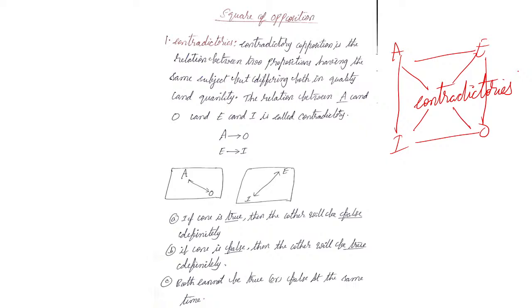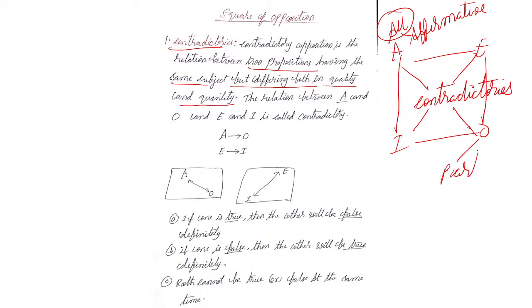This is contradictories. Okay, we have to see what contradictories are now. Contradictory opposition is the relation between two propositions having the same subject but differing both in quality and quantity. Is it right? Here it is all, and this is affirmative, right? This is positive. Here this is particular. Bottom side are particular. Please remember this.